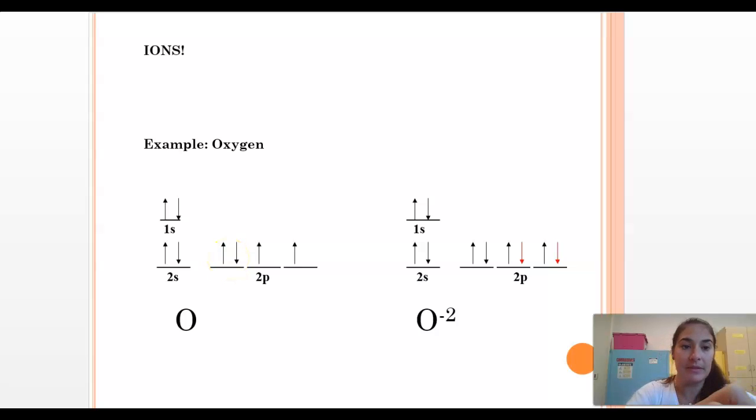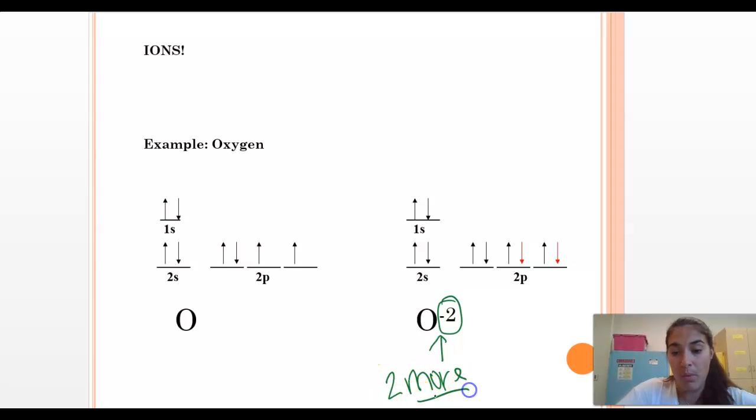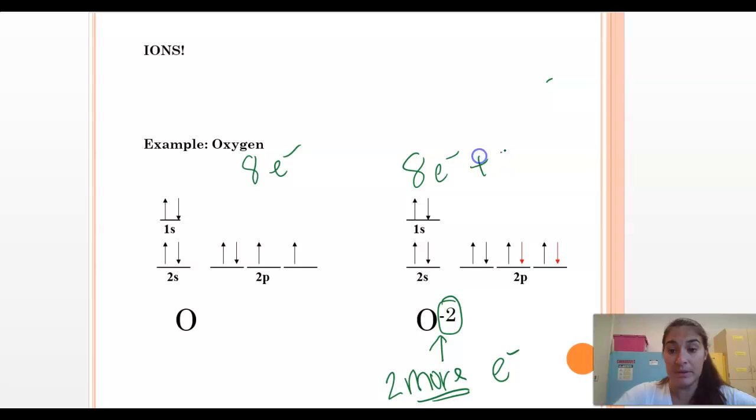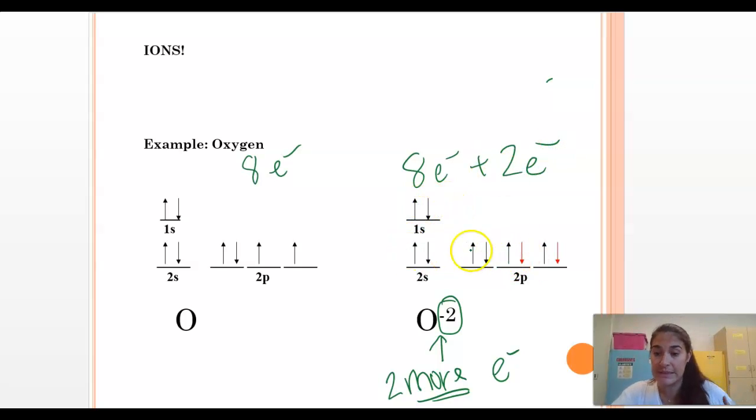Now I'm telling you that that oxygen has a -2 charge. So that is telling me that there are 2 more electrons. So normal oxygen, 8 electrons. Oxygen with a -2 charge is 8 electrons plus 2 more. So you'll do the regular one first, which you can see is using the black arrows. And then when there was the -2 charge, we add 2 more electrons to that atom. So that is what ions look like.